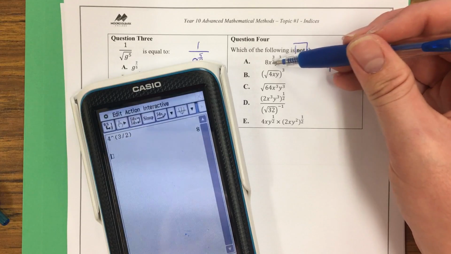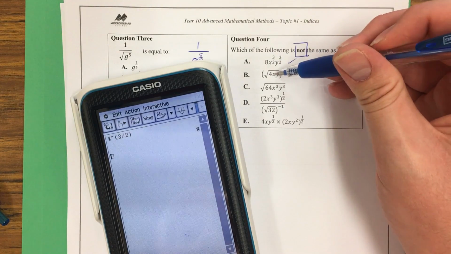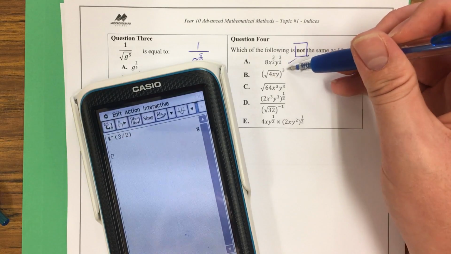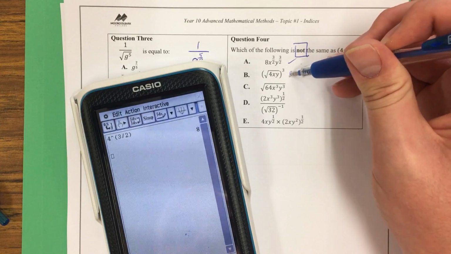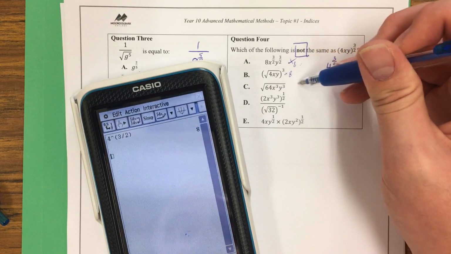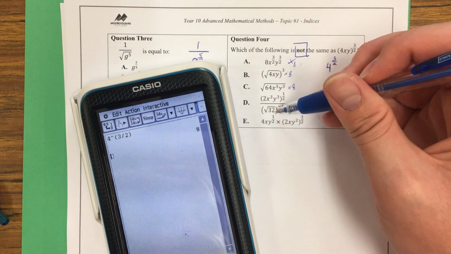So that would be 8. Yeah, that's fine. So that is going to be the same, more than likely. This is the square root of 4 all cubed. So the square root of 4 all cubed is going to have an 8 in it. So that's not going to be it either. 64, square root of 64 is 8. No. So now this one's interesting.